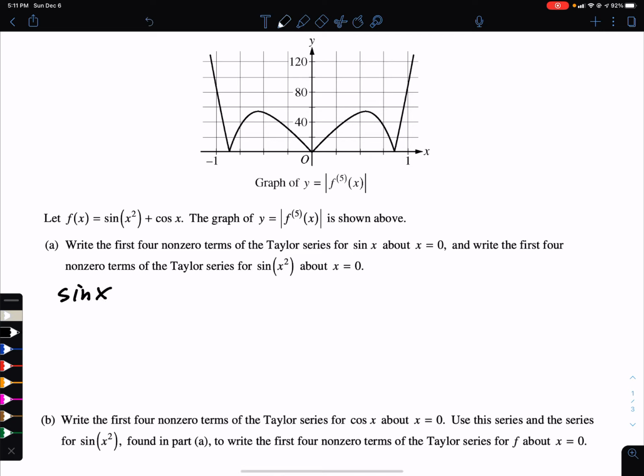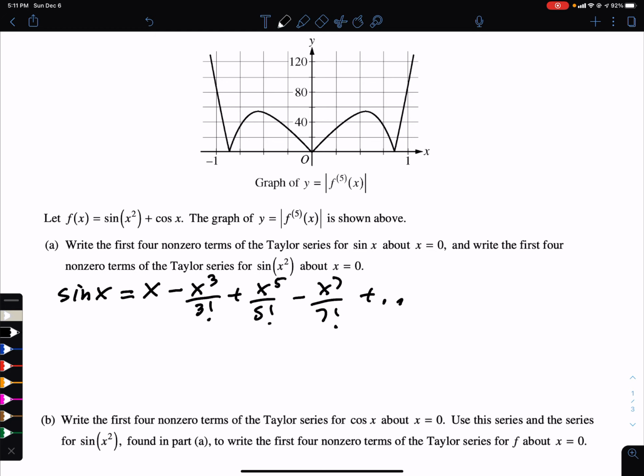Sine x, you should have memorized. If you don't, that's muy bad. Sine of 0 is 0, so when you plug in 0, you should get 0. So it shouldn't start with 1. It should start with x, which will give you 0. That's an odd power, so it alternates. That's going to be x cubed over 3 factorial, plus, odd power, so x to the fifth over 5 factorial. And they want the first four non-zero terms, so we're going to go minus x to the 7th over 7 factorial. Do they want the general term? I guess not. So that's going to be it for sine x.